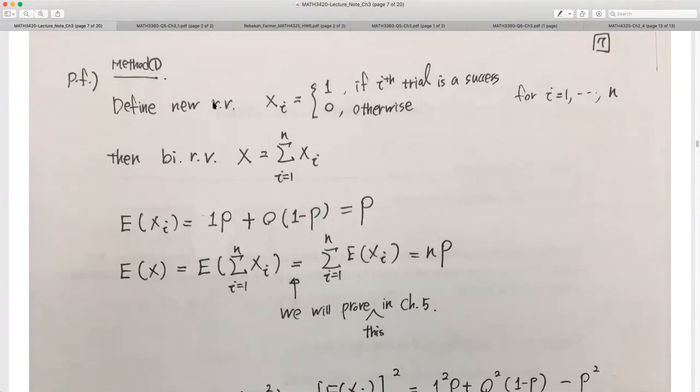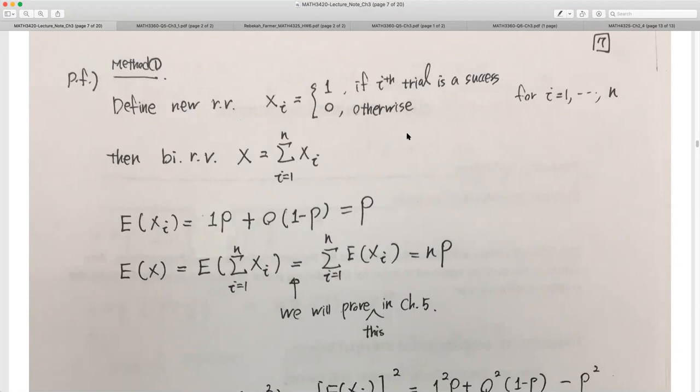Define a new random variable x sub i. x sub i is equal to 1 if the ith trial is a success, otherwise 0. So the new random variable x sub i can have only two values, 1 or 0. By the way, how many random variables do we have? n. For each trial we define a new random variable, returning 1 if the ith trial is a success, or 0 otherwise.